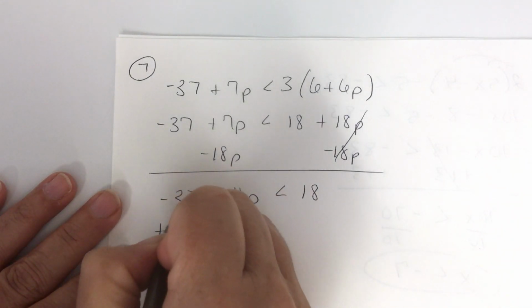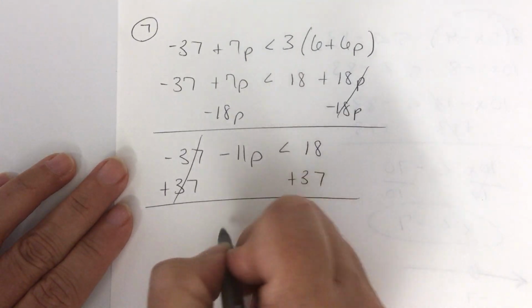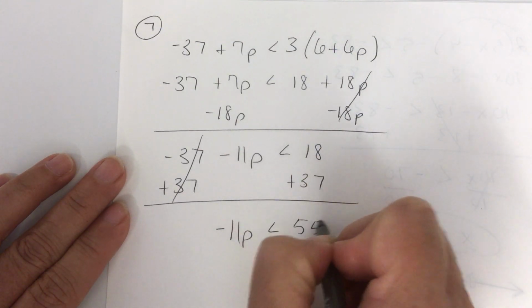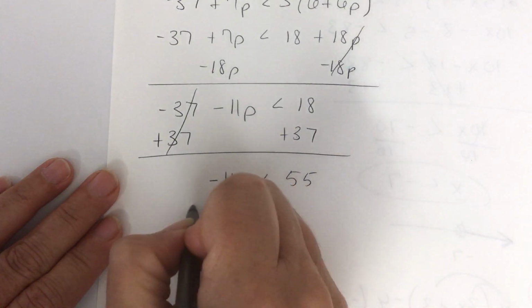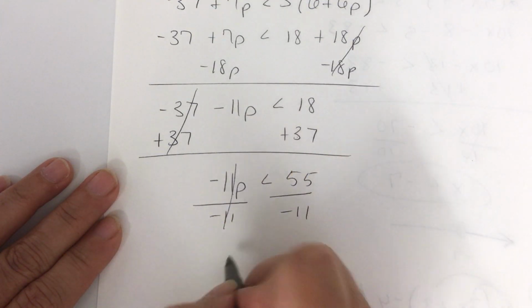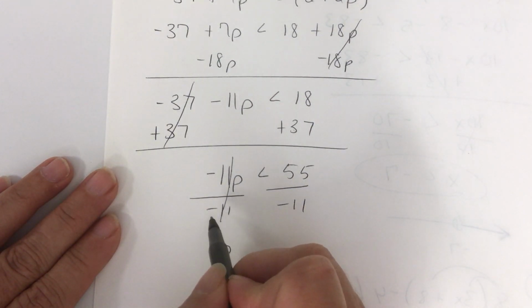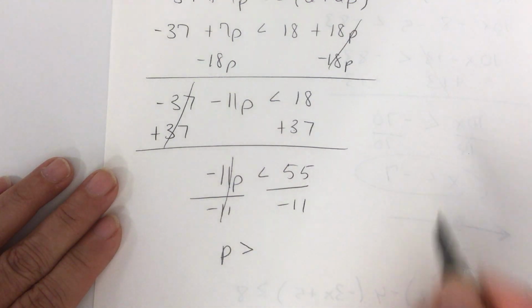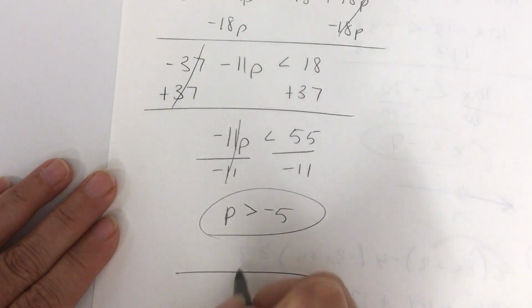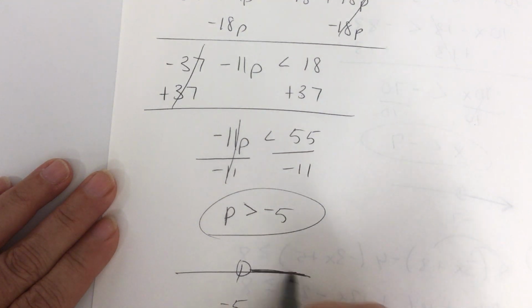Now move your number, so add 37 to both sides. So that minus becomes a negative. And so 18 plus 37 is 55. Now I need to divide both sides by negative 11. So the negatives and the 11s cancel out. You have a positive 1. But because I'm dividing by a negative, I need to flip my sign to greater than. 55 divided by negative 11 is negative 5. If I graph that, I have an open circle because it's just greater than, and I'm going to shade to my right.